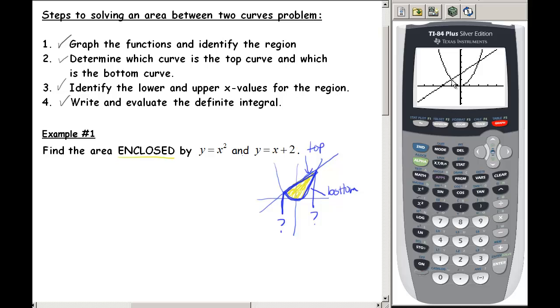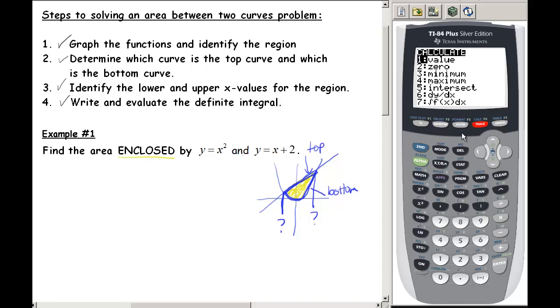What I want to do is find where these two curves intersect. So I can go second trace, I can choose 5, and then it asks me for first curve. I just press enter. It asks me for a second curve. I press enter, and it says guess. So we need to move over near the intersection that I want to find. So I'm going to move over here. Do you see my little spider moving along the graph?